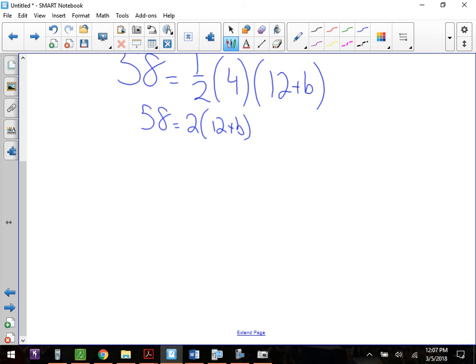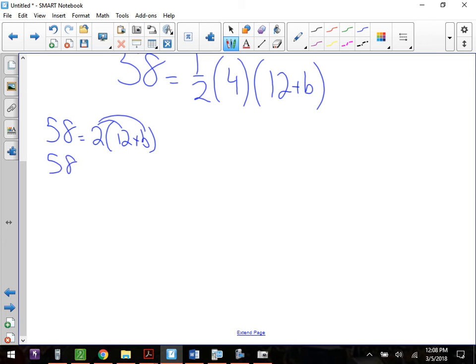And I was showing this to the class earlier. There's actually 2 ways you can go about solving this. What's one way? Yeah, distribute. Absolutely, that's one way I can do it. If I distribute out, send it to both parts, we get 58 is 24 plus 2b. And you're back to a very quick 2-step equation. Working backwards means I have to subtract 24 to start, I believe. We get 34 is 2b.